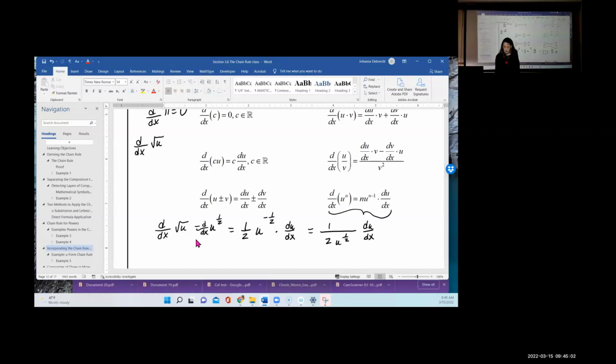And the last thing we can do is back substitute. Instead of writing it as u to the 1/2, we can back substitute and write it as the square root of u again, so that this becomes 1 over 2 square root of u, times du dx. And this is the form I'd like you to memorize. 1 over 2 square root of u, du dx. So the derivative of a square root is 1 over 2 square root of u, times du dx, where du dx represents the derivative of the inside function for the chain rule.